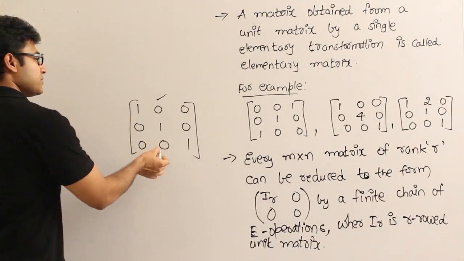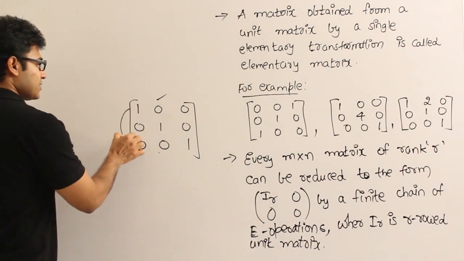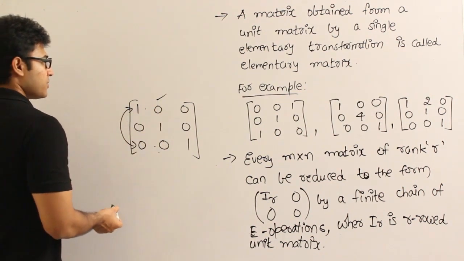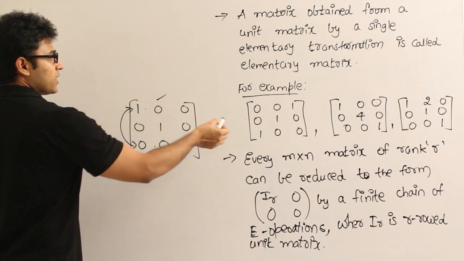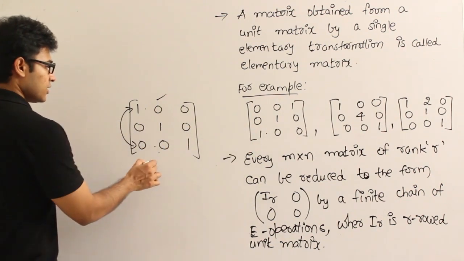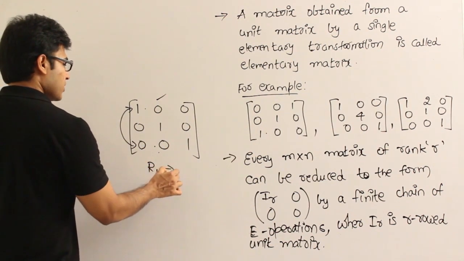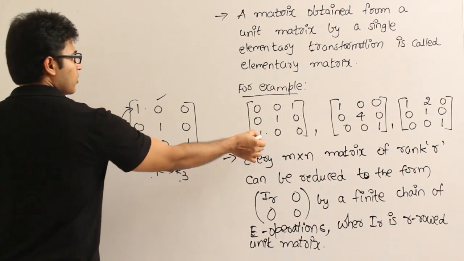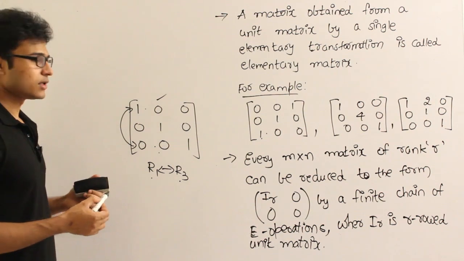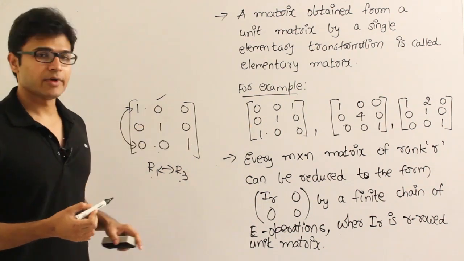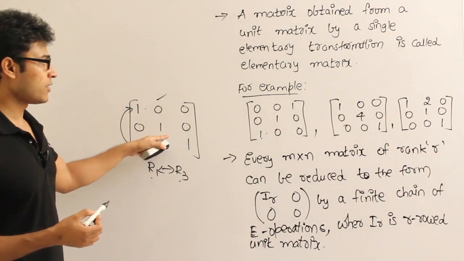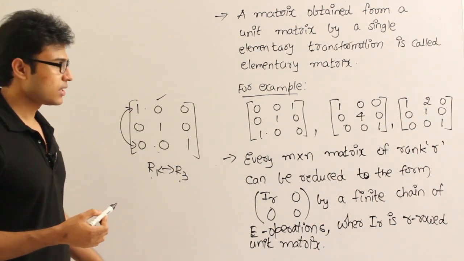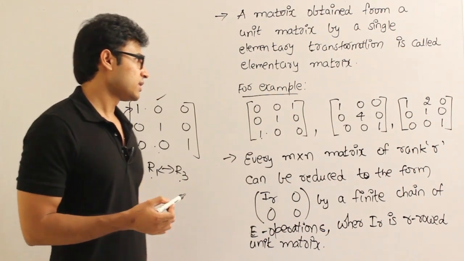Now on this matrix, if I exchange the first row and the third row, if I exchange these two, then we get this one, isn't it? Therefore, by the elementary operation of exchanging row 1 with row 3, we get this one. That is why it is called an elementary matrix, because from the unit matrix, upon applying only one operation, we got this, right?